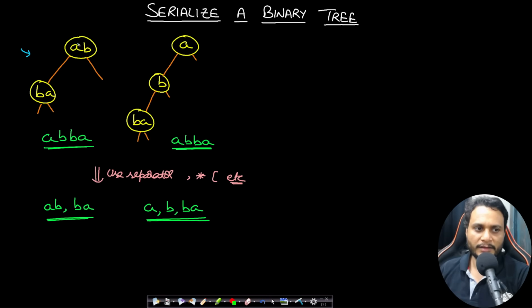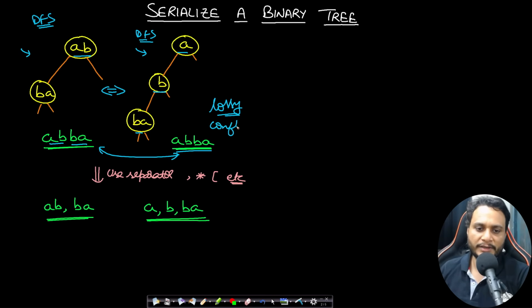In this case, if I just apply simple DFS and try to flatten the tree side by side in the form of a string, then you can take AB and then you can append BA to it. And if I follow the same process for the second tree, then I can append A, B, BA. Now if you compare both these strings, then they will look the same. Both the strings are same, but the structure is not same. These two structures are not same, but the flattened strings are same. That means the serialization is not good. It is a lossy serialization. Lossy, that means we will lose information if we do this. It is conflicting, lossy and conflicting.